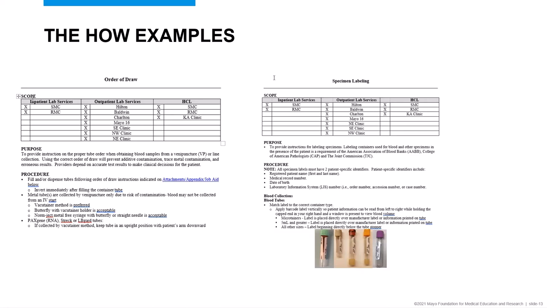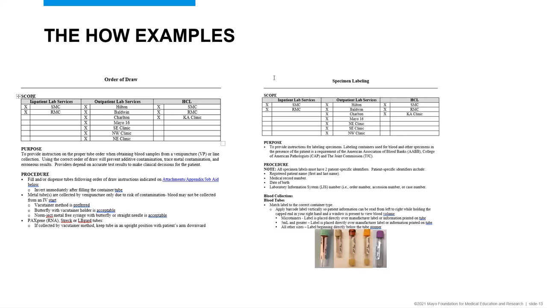There's nothing in here that says once you've inverted the tube, then place it into a block or something like that, which would actually be the training component. It's not required in the actual process of the order of draw. You need to do it, but not as part of the process.